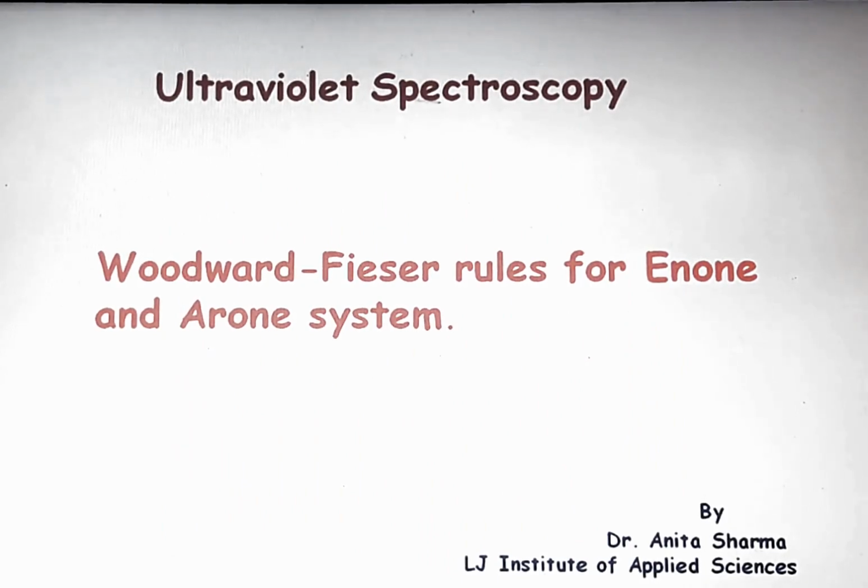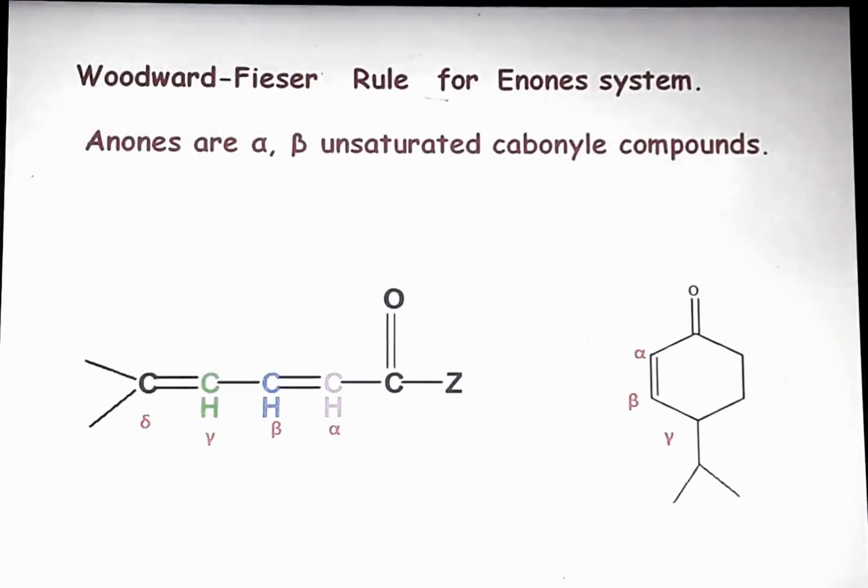As we have discussed the Woodward-Fieser rule for dienes, trienes and polyenes in my previous video, now in this video we are going to discuss Woodward-Fieser rules for enone and arone systems. Enones are alpha beta unsaturated carbonyl compounds that we can see in both the figures. This is an acyclic enone system and this is a cyclic enone system.